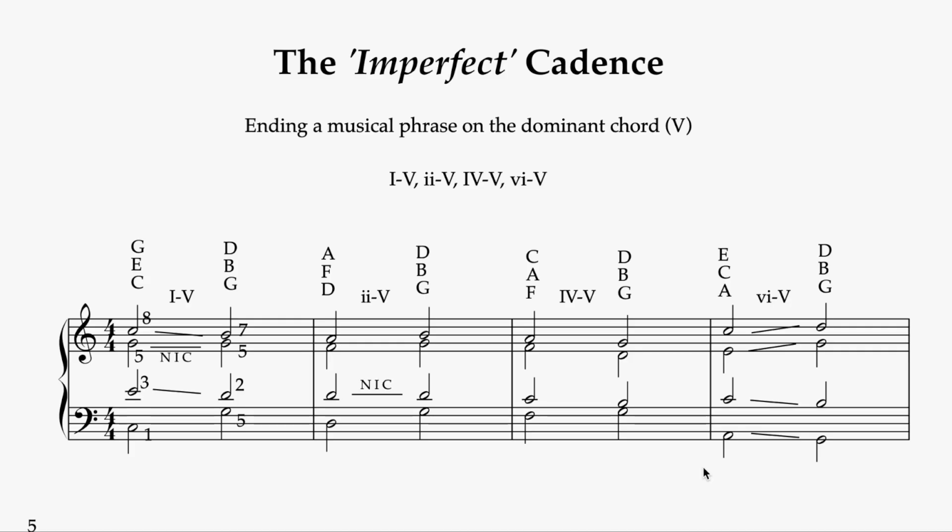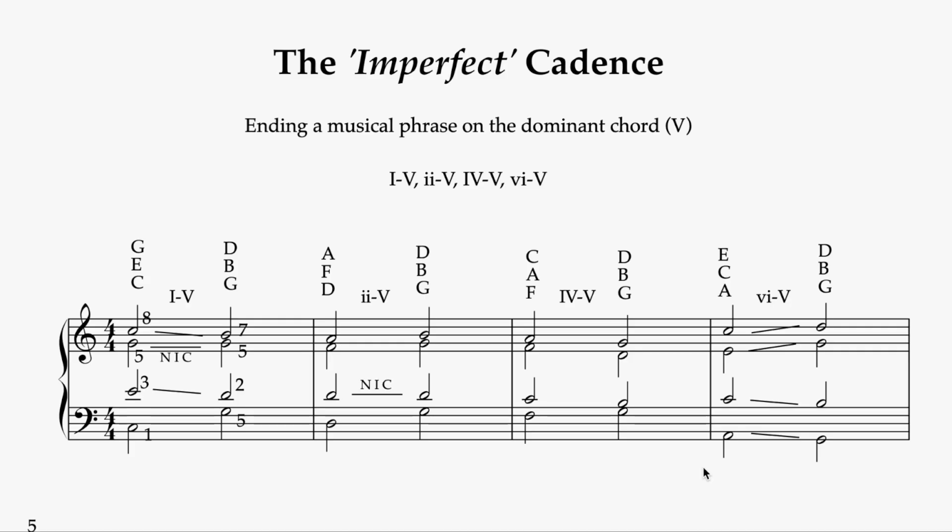And the imperfect cadence or half cadence is to move to the dominant chord via any of the main chords of the key. So you can go from chord 1 to 5, from chord 2 to 5, 4 to 5, or 6 to 5. And there's some issues and characteristics. So it's the idea of ending on chord 5.